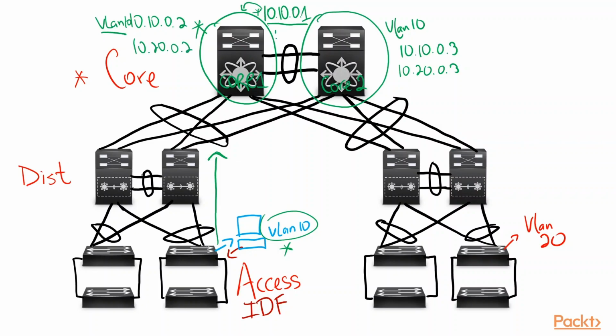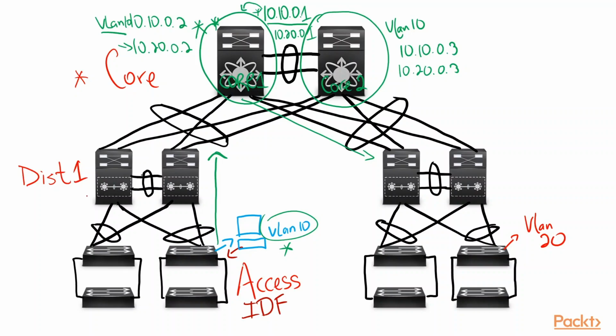10.20.0.2, and then the virtual IP is 10.20.0.1, right? So with that said, your core 1, which is the active one, is going to send the traffic back down because now I know how to get to the VLAN 20 subnet. So it just hits the distribution side and the other side of the network.